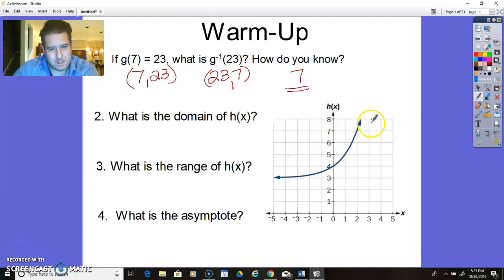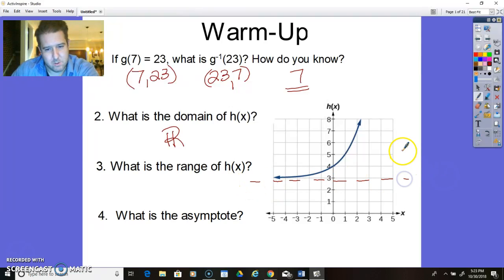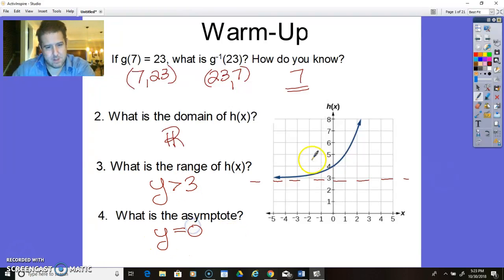What is the domain of h of x? If this was the given function, we know it's going infinitely left and infinitely to the right, so we know it's all real numbers. The range means the height. It looks like we have a horizontal asymptote at 3, so the range would have to be above 3. As I just mentioned, the asymptote is, I don't know why I keep writing 0 for this, it's 3. So 3 is that imaginary dotted line that this is never going to hit. No matter how far you go to the left, it's never going to go below or even hit 3.